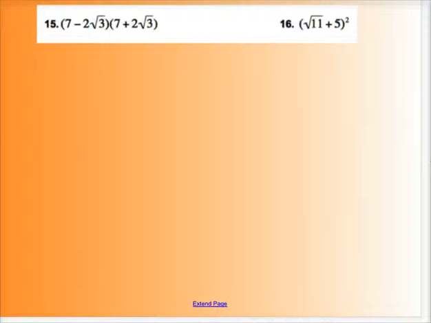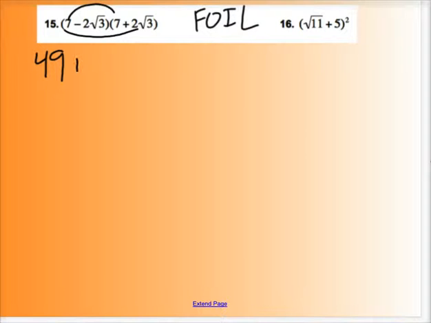All right, so moving on to these binomial expressions. So remember, the key to these binomial expressions is FOILing. So let's FOIL this out. 7 times 7 gives me 49. 7 times 2 square roots of 3. Well, I can combine the outsides, so 2 times 7 gives me 14. Negative 2 square roots of 3 times 7 gives me a negative 14 square root of 3.